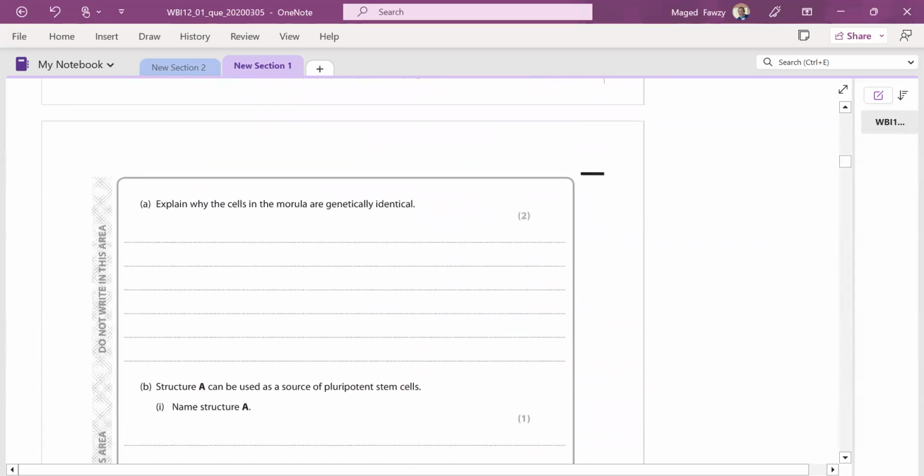Explain why the cells in the morula are genetically identical. The cells in the morula are derived, because they divide by what? Mitosis. So they are derived from what, Yasin? From the zygote. So they are all genetically identical because they are derived from the zygote cell. And I like this verb as well. Okay, this is the first mark.